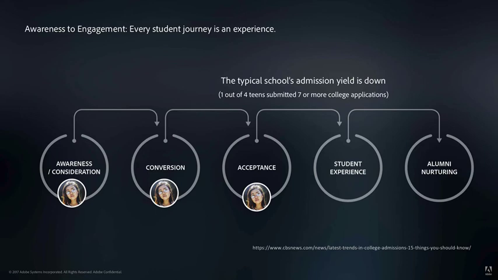So now we've seen awareness to engagement. Every student journey is an experience. Keep in mind the typical school's admission yield is down, in large part because it's become easier for students to apply at multiple colleges. And we're using marketing tools to automate the nurturing process so that we can keep our institution top of mind. We're not only automating the marketing process, but we're also filtering high interest students into our high value prospects bucket. What we will know about these students is that they have a high interest in our institution, and are likely to not only apply but also to enroll.